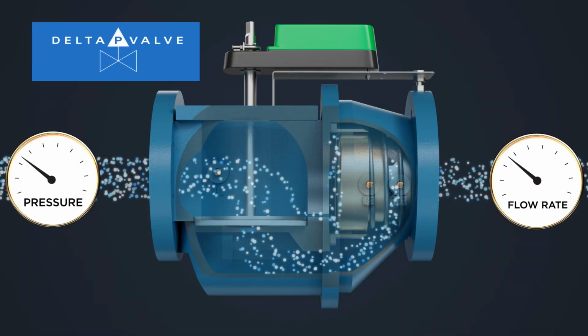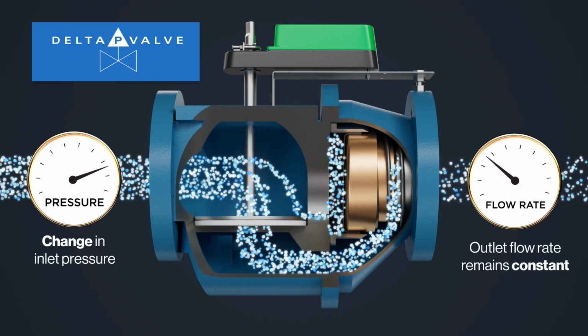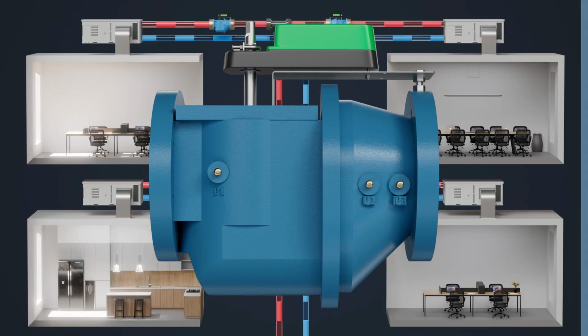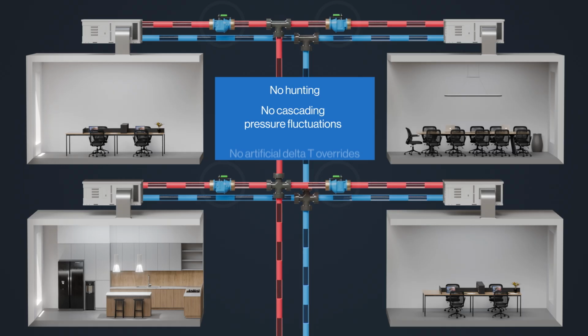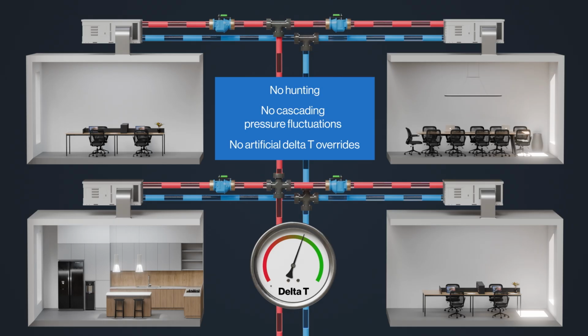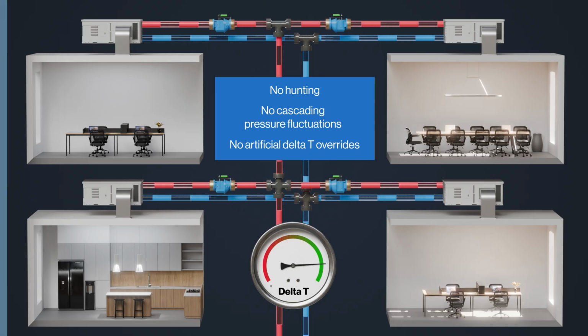Mechanically pressure-independent DeltaPValves solve this problem by eliminating instability and providing precise flow control at each specific coil. No hunting, no cascading pressure fluctuations, and no artificial delta-T overrides. Just accurate flow control exactly where it's needed. Stable flow leads to better comfort and efficient heat transfer. Better heat transfer naturally delivers higher delta-T.